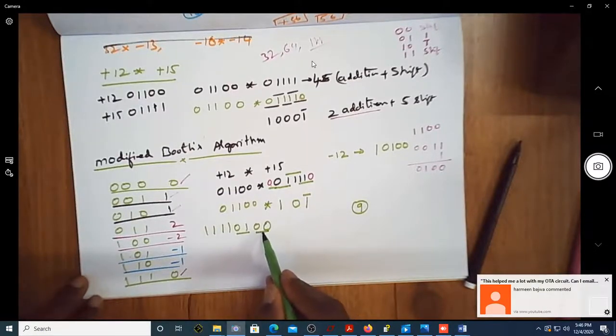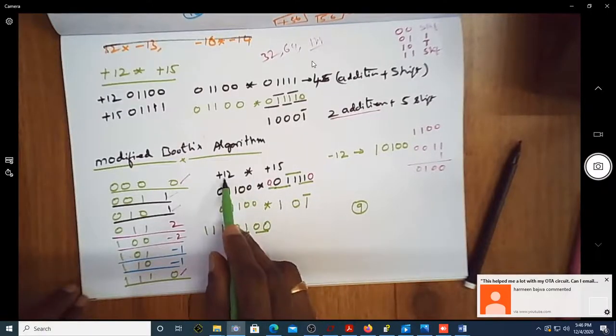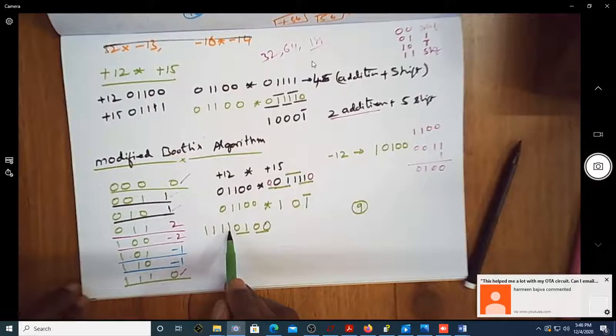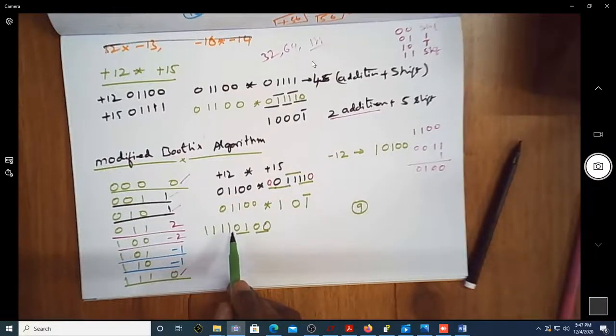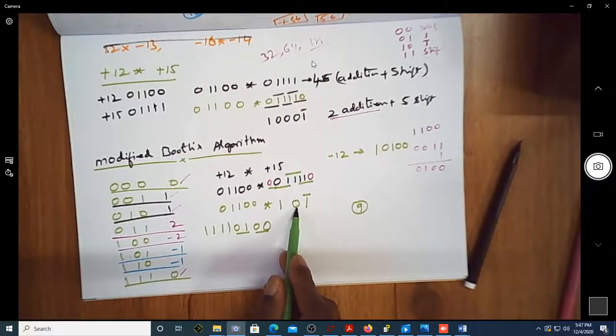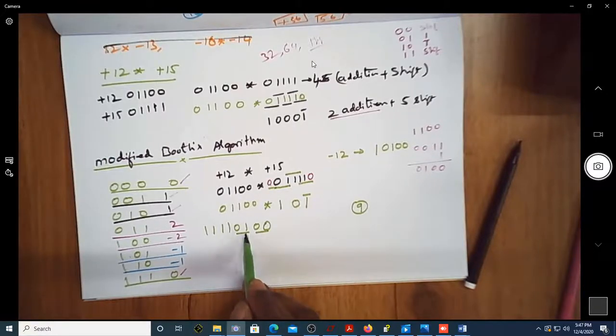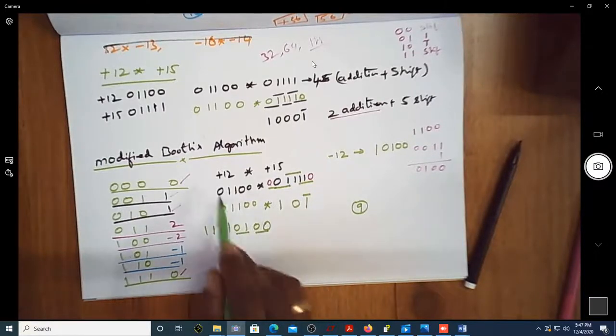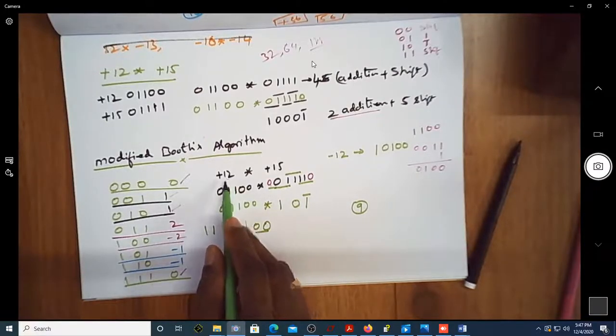This 2-bit shift is because you already added the negative of the multiplicand, which is minus 12, and you extended the MSB to more bits. Then you shifted, and since the second recoded bit of your multiplier is 0, you are shifting by simply 2 bits. Next you have 1. 1 means I need to add the multiplicand as it is.